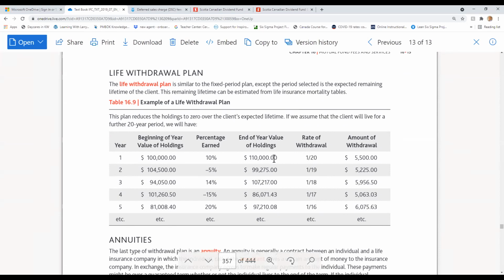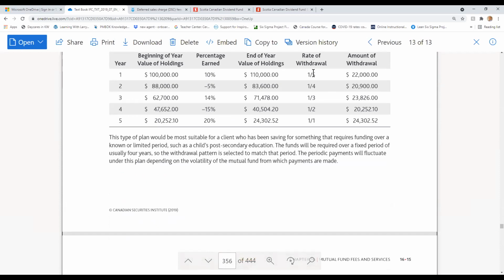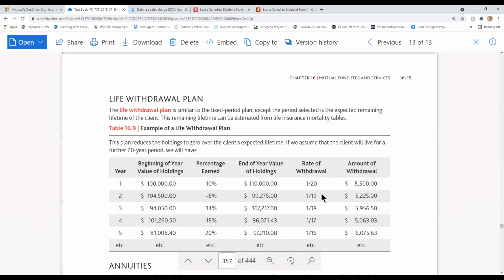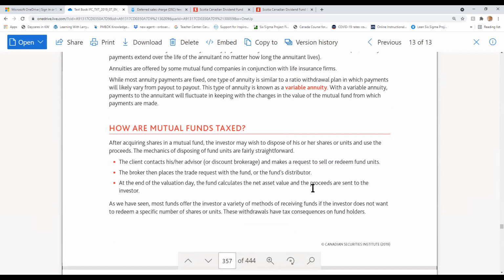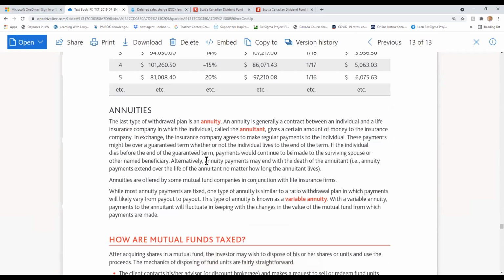Whatever is the ending value of the mutual fund, that amount will be taken out. So he's going to get roughly 5,000, 6,000 every year from his investment, depending on the ending value. And that way it will finish in 20 years. So by the time he finishes, his mutual fund will finish too, right? Clear? So it's the same as the ratio withdrawal, only we're using more years. And then annuity, we're not going to go into detail about annuity, but basically you just get a payment from the annuity from life insurance companies.